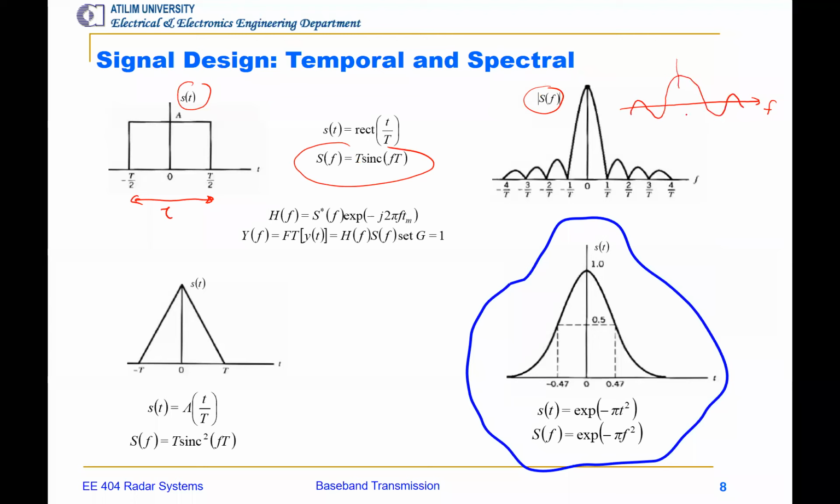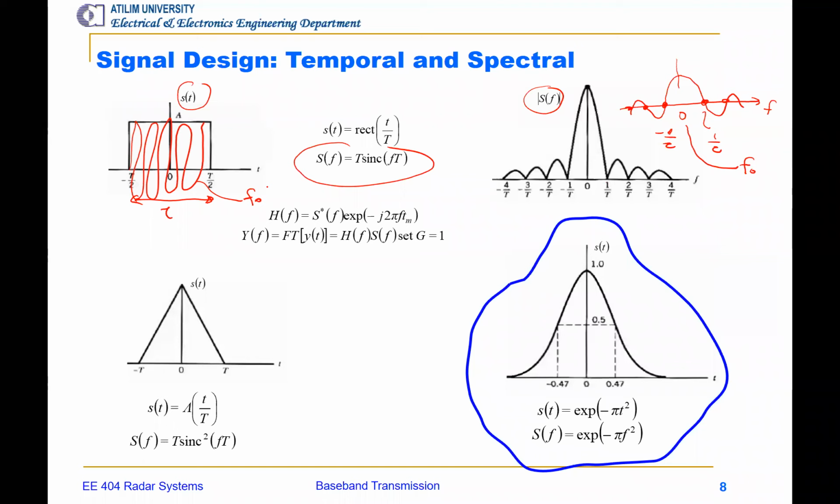Okay, so here is 0 and the first null, second null, and third null goes like this. And we have already shown this, that this is 1 over tau, this is minus 1 over tau. And if there is a sinusoid here, then the spectrum will be shifted to F0, which is the frequency of the sinusoid. We have already discussed it in the first or second lesson.